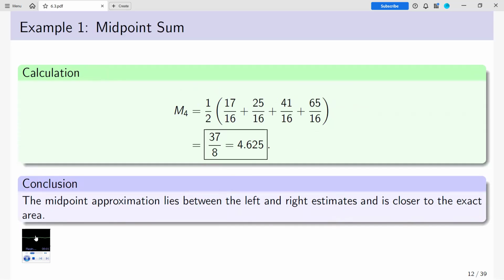The midpoint estimate is 4.625, between the left and right sums. It improves the approximation without increasing the number of rectangles. That is like working smart rather than more.